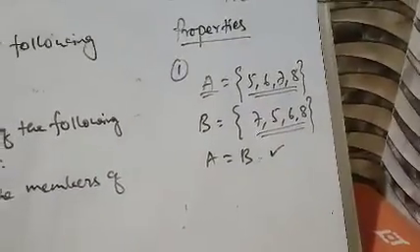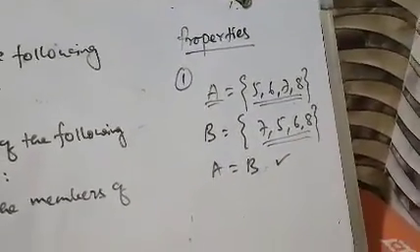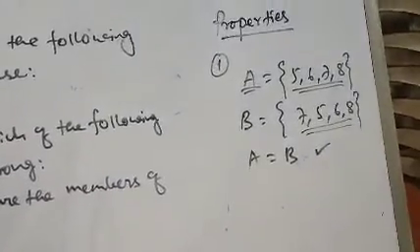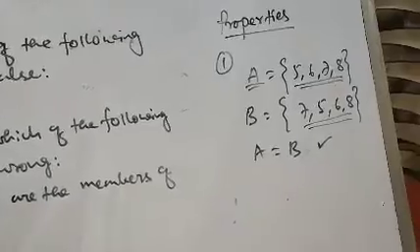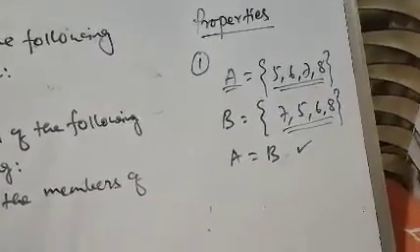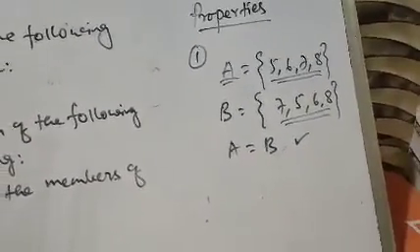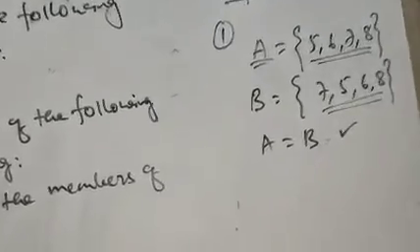That means the property is, if you change the order of the elements, that doesn't change the set. The set remains the same. The set will be exactly equal if you change the order of writing, right? So that is the first property of a set.